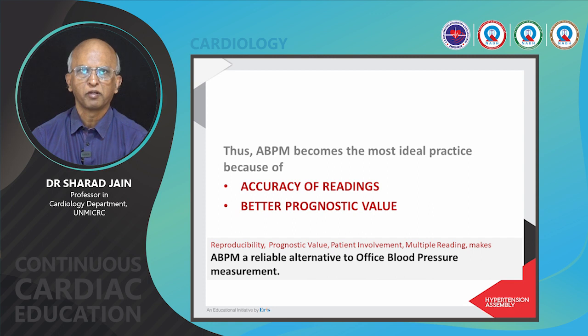So thus the ABPM becomes the most ideal practice because of the accuracy of readings. It has a better prognostic value, better control of the blood pressure, especially in resistant hypertension patients, and it addresses day-to-day variability, white coat hypertensive effect, and masked hypertension, and has a better long-term outcome. So ABPM is a reliable alternative to office blood pressure measurement, and its use is increasing day by day.